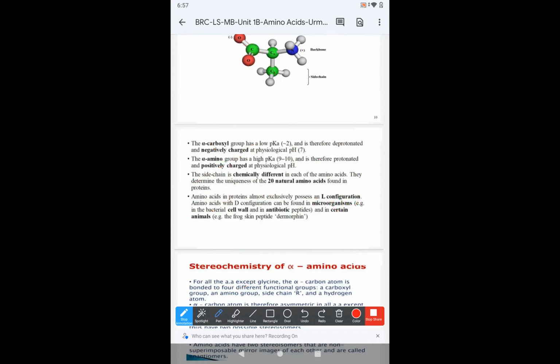For example, suppose the side chain contains CH2, CH2, along with an NH2 group. Then what happens in the amino acid? Is the amino acid acidic, basic, or neutral? Now tell me, is this amino acid acidic, basic, or neutral? Basic. So based on the R group, the amino acid's nature is decided.